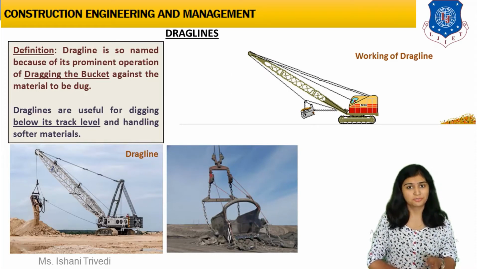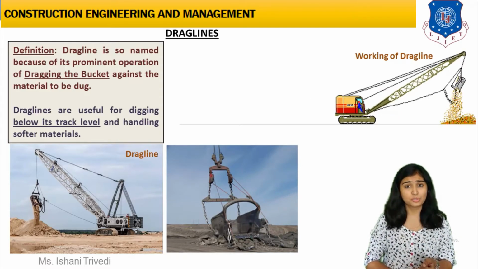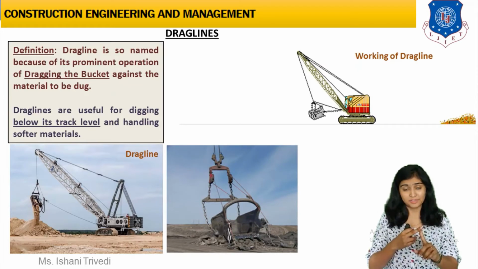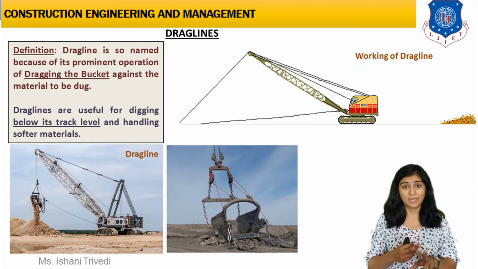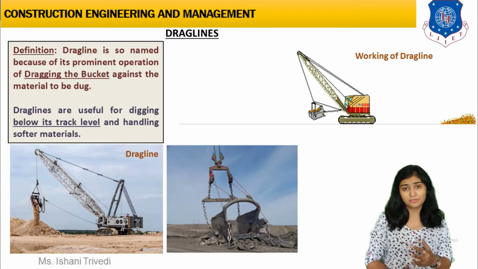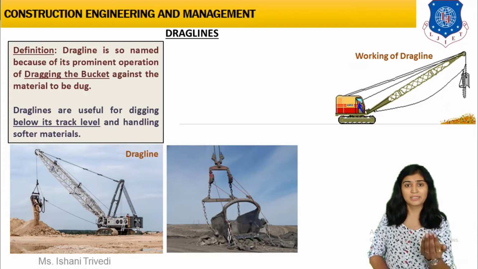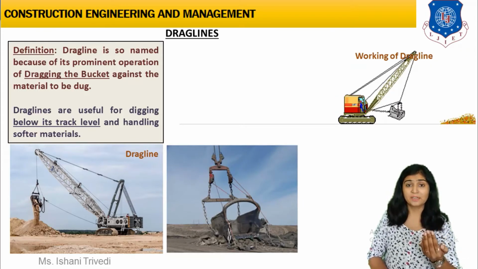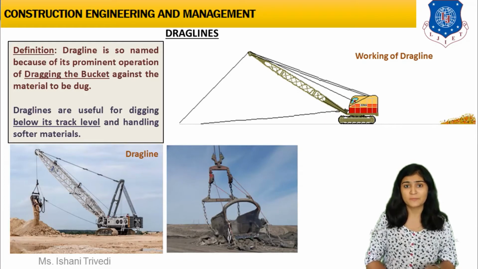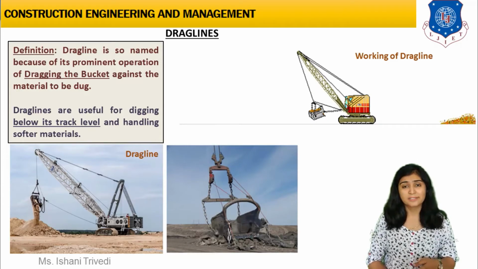If you want to define it technically, then a drag line is a type of excavating equipment which is used for digging softer material, right? You cannot deal with an area which has boulders or hard rocks. That type of soil cannot be dealt with. So it is used for softer ground, for softer soil, and its mechanism is such that the bucket is dragged towards you, against the soil or material which is to be dug. This type of excavating equipment is called a drag line.